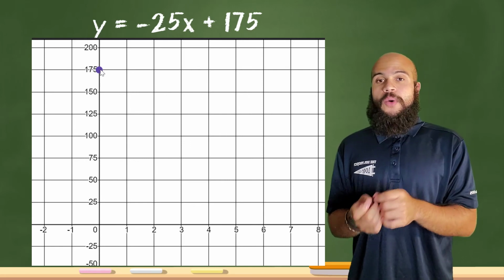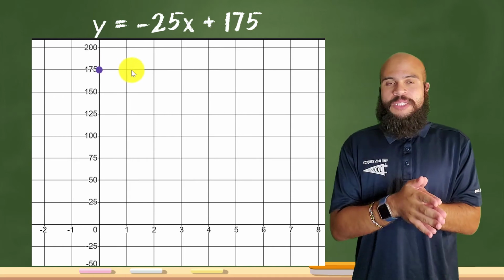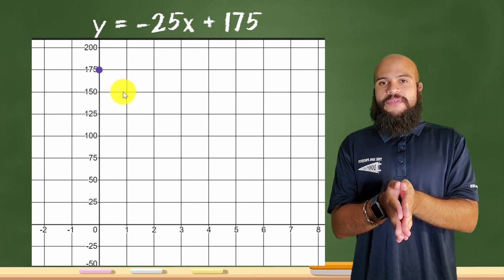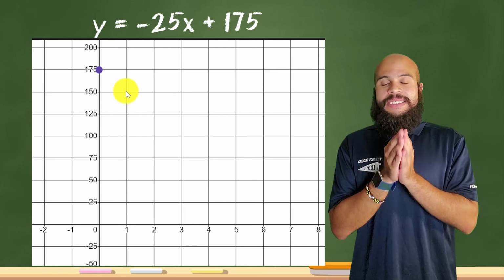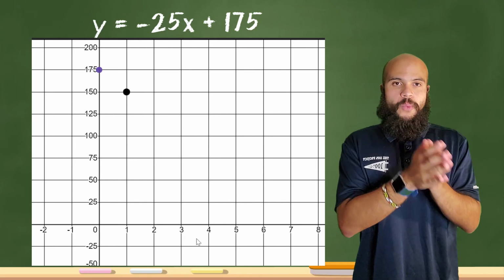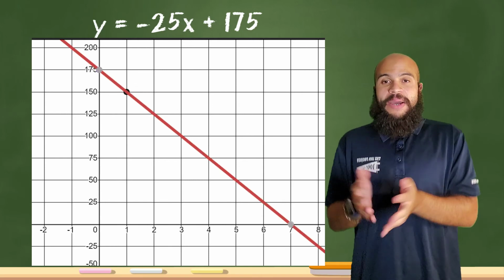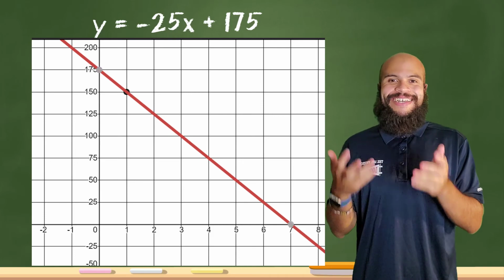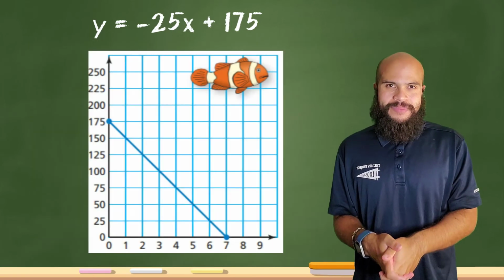So I know if I go over, or run, 1 spot to the right, I need to go down 25. If I do this, my second point lies at (1, 150). Now I can connect my 2 points and create my line to represent this linear relationship.